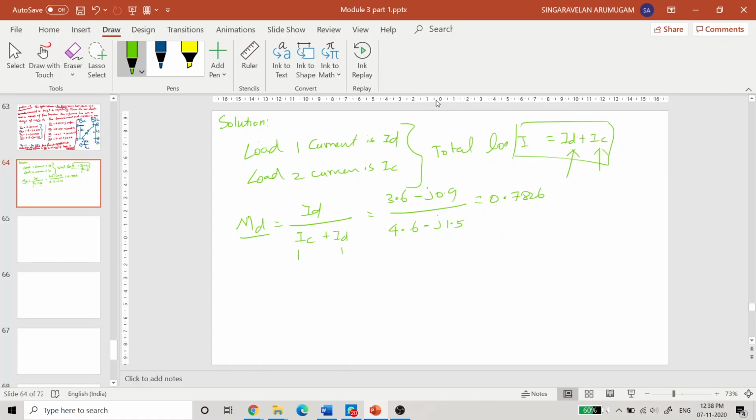And for MC, the value is MC equal to IC divided by IC plus ID, because these two are connected. So I need to take this IC and ID total, then only I will get this I. MD is nothing but ID divided by the total current. If you calculate by substituting the IC and ID values, you will get MC as 0.2174. You can solve it by yourself later, but understand how the problem is going.